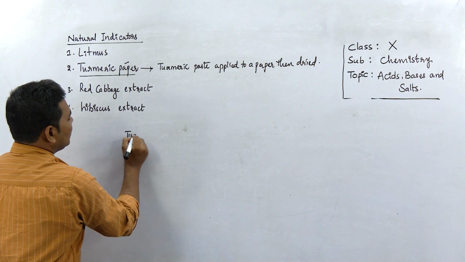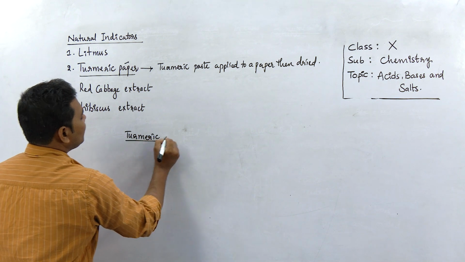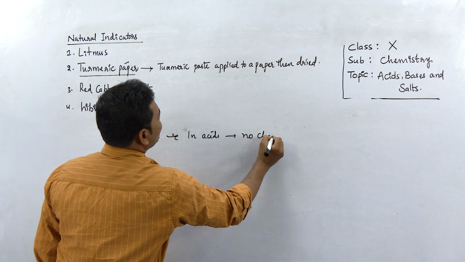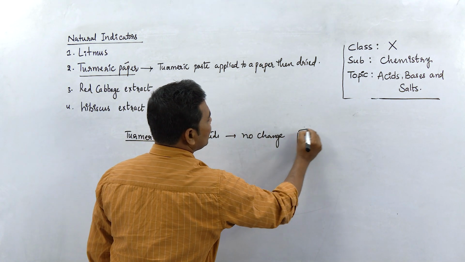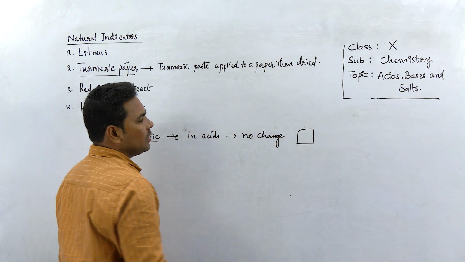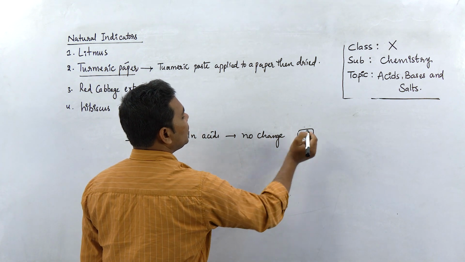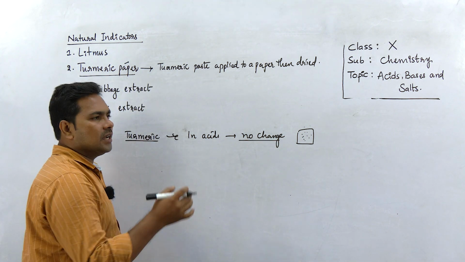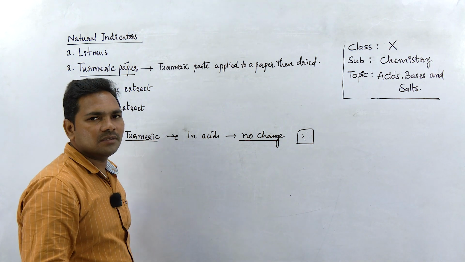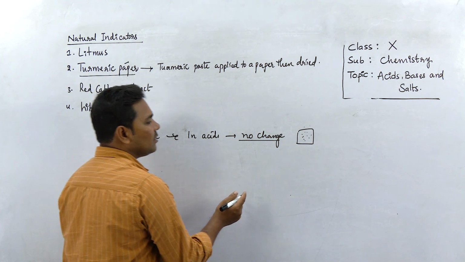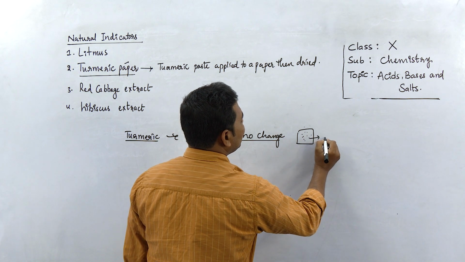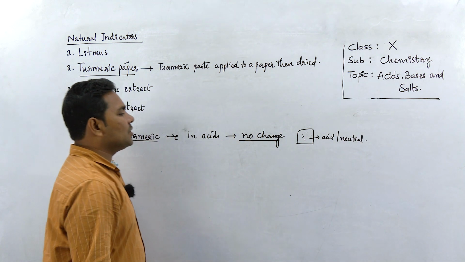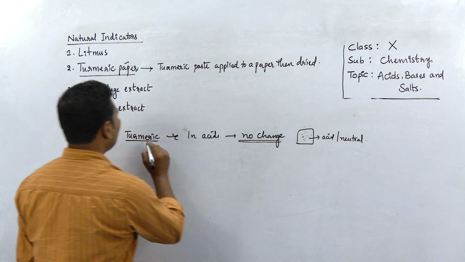How can we identify acids with this turmeric paper? If I write it down, with acids we observe no change in color. For example, this is a turmeric paper, a yellow colored turmeric paper. If you add a few drops of any solution to it and that solution has no effect on the color of the indicator, for example, the turmeric indicator is yellow, right? If it remains yellow, then we understand it can be acid or neutral. With acid solutions and neutral solutions, we see no change in the turmeric paper.